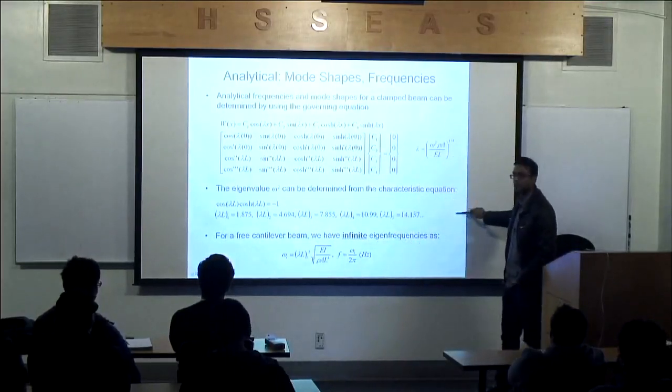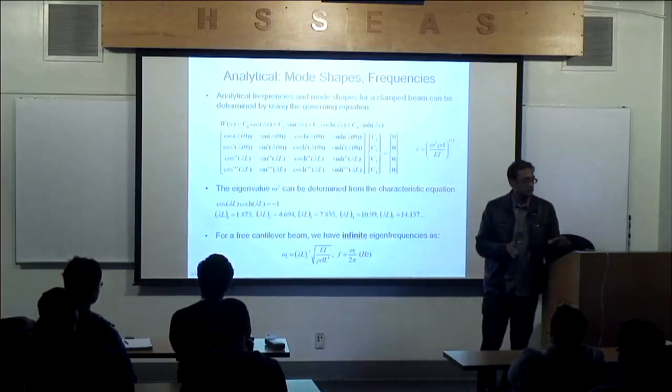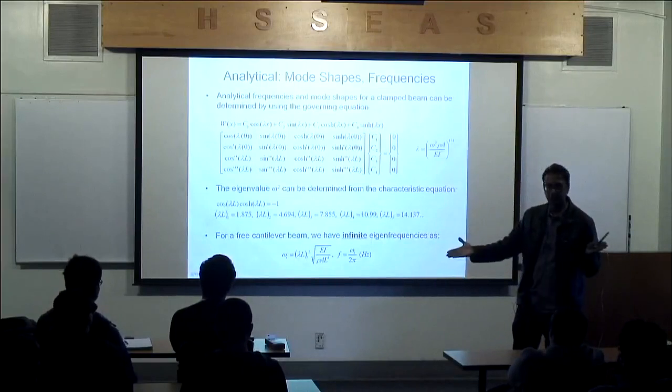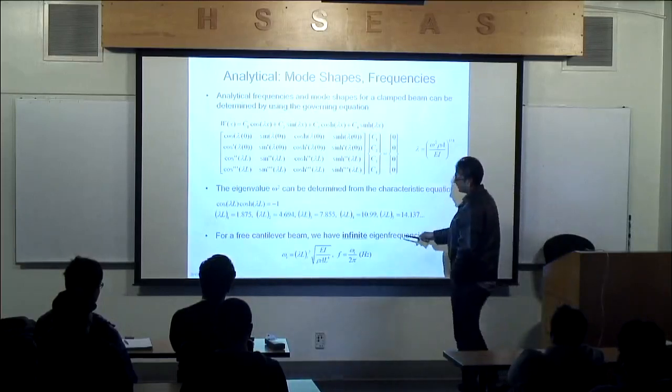You can keep going forever. Which makes sense. We didn't do any discretization. This is a beam. I haven't discretized it. This is what it is. It's a continuous system. So I should have infinite eigenvalues. And so that's the point I'm trying to make here.